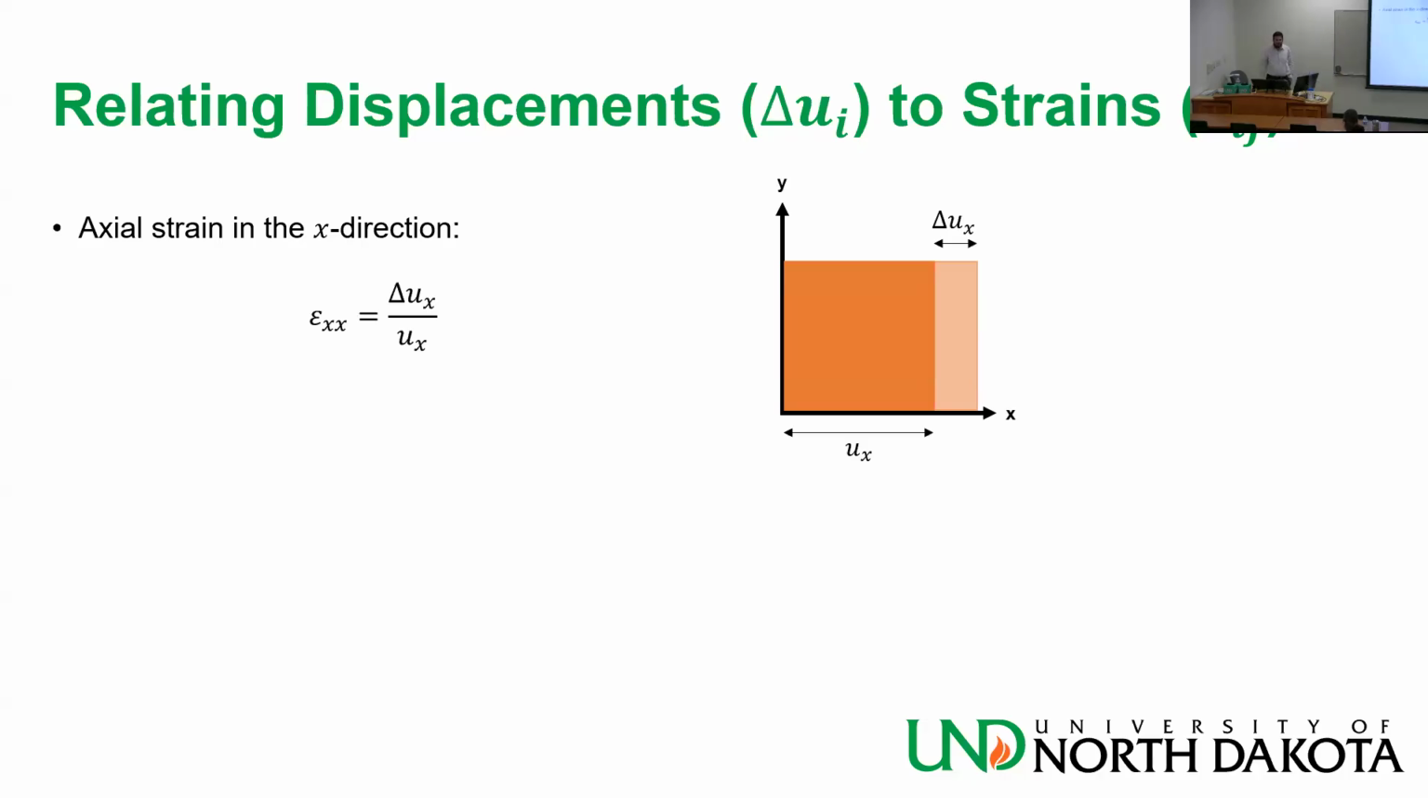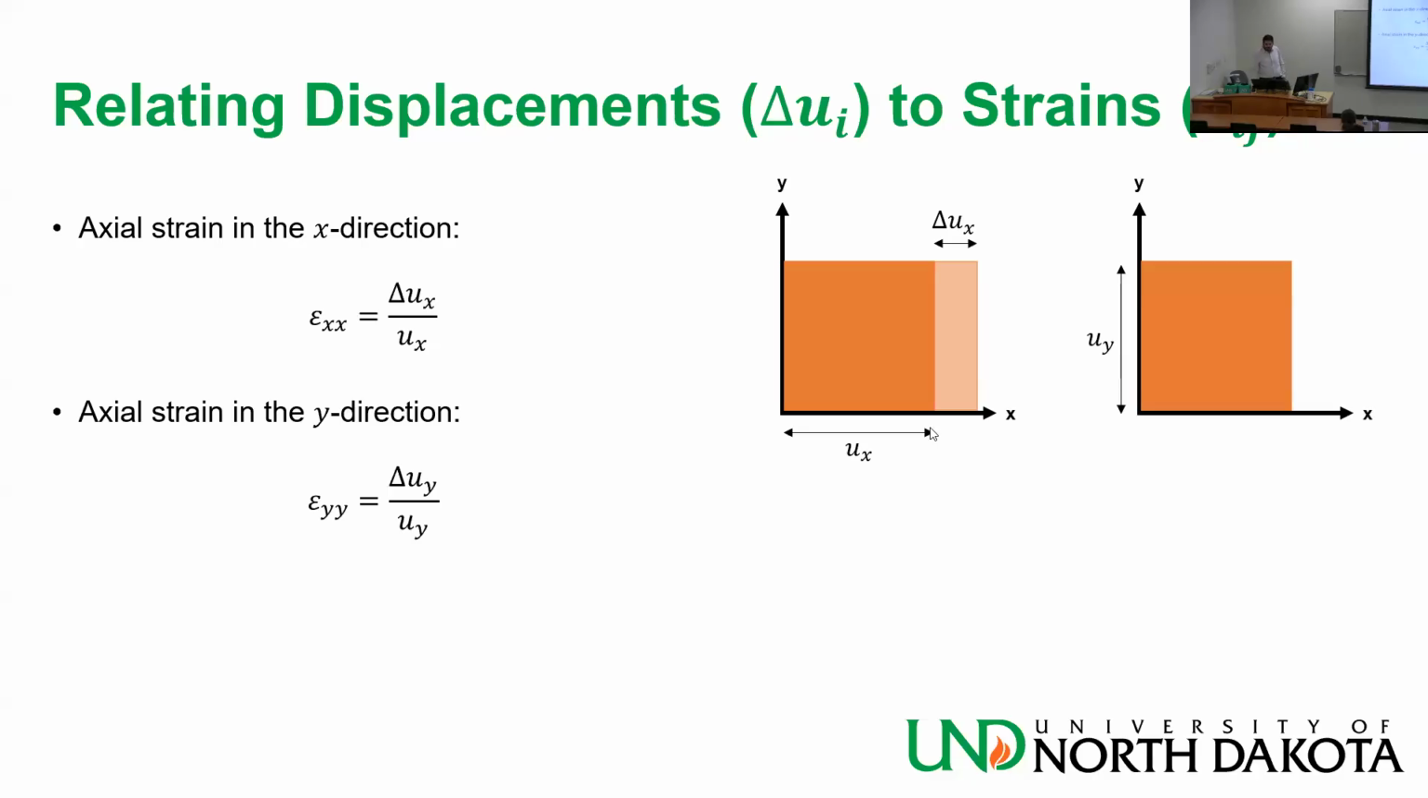So now, if I want to quantify this without any units, I will use strain epsilon xx in the x direction, delta ux divided by ux. The units for the strain would be no units. Unitless, basically. Same thing with the y. I apply stress, I get a displacement delta uy. The original is uy. Feet by feet or meter by meter, go away.